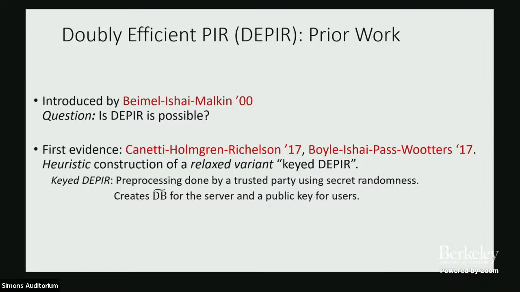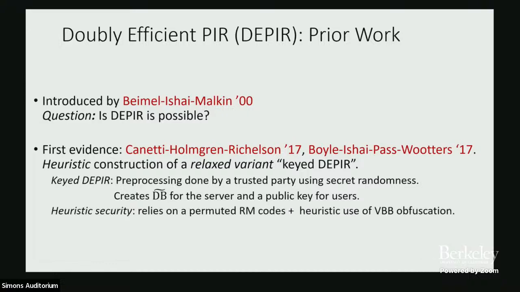In this variant, the preprocessing is not a deterministic function the server does on its own. It has a secret key. It has secret randomness. It has to be done by some external trusted party. So some external party preprocesses this database with secret randomness and then publishes a public key that clients can use to access the data. Okay, so it's a relaxation, but it still captures the heart of what you want. And they showed how to do this under heuristic assumptions.